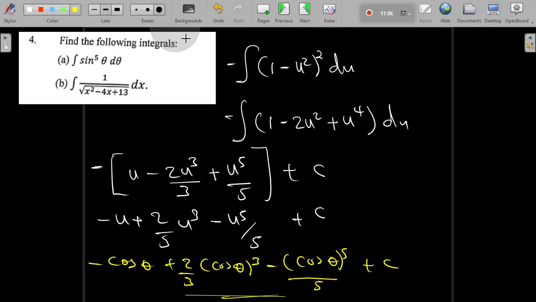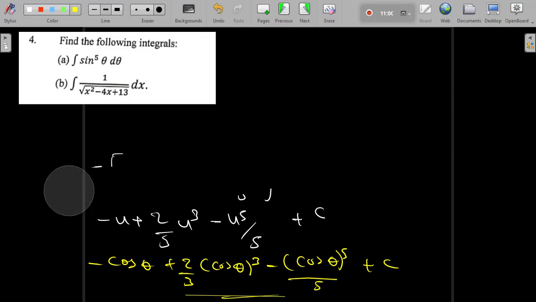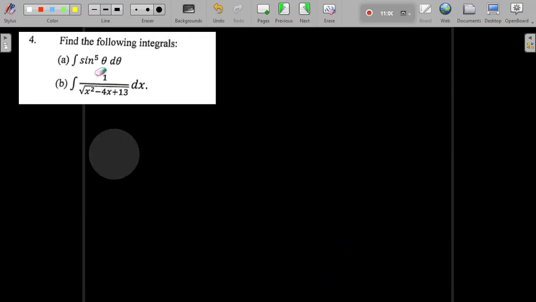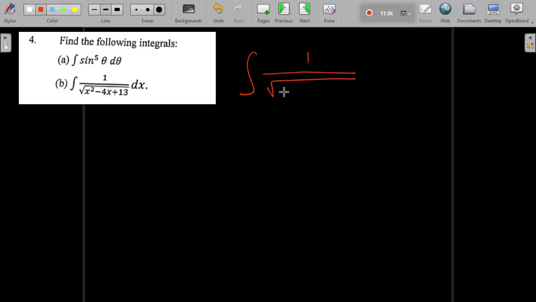Okay, let's do the second part. What does the second part say? For the second part, we must find the integral of 1 over the square root of x squared minus 4x plus 13, dx. Every time I see a root in the bottom there, what I must be thinking is trig substitution, trigonometric substitution, or a hyperbolic substitution.